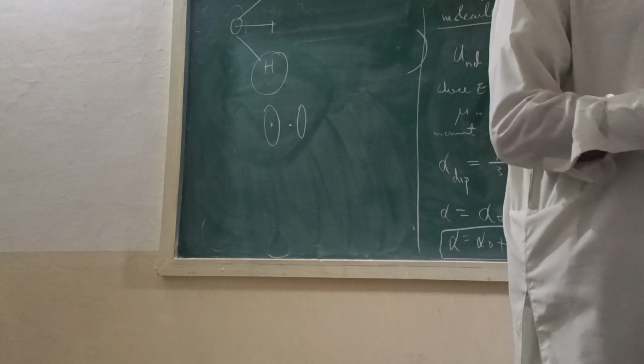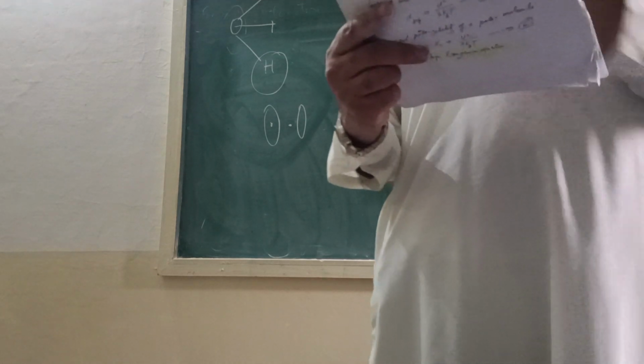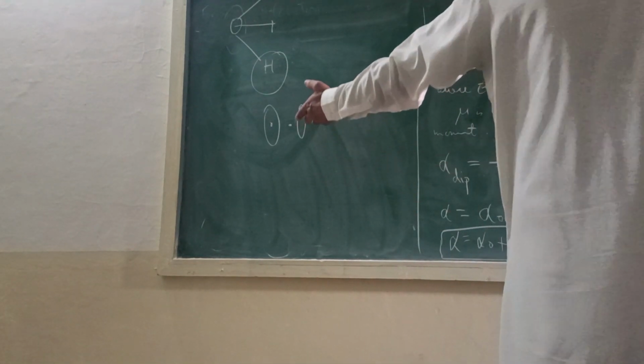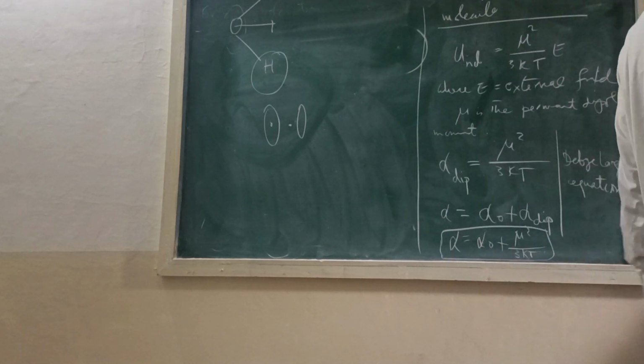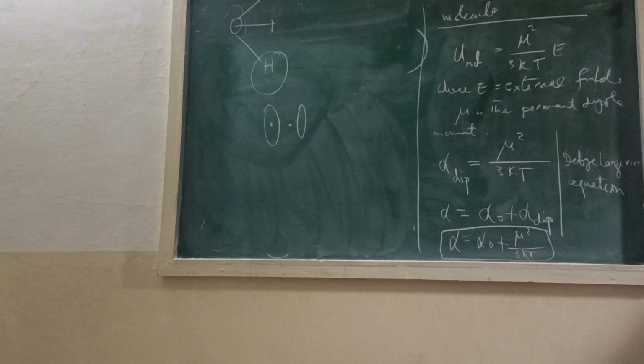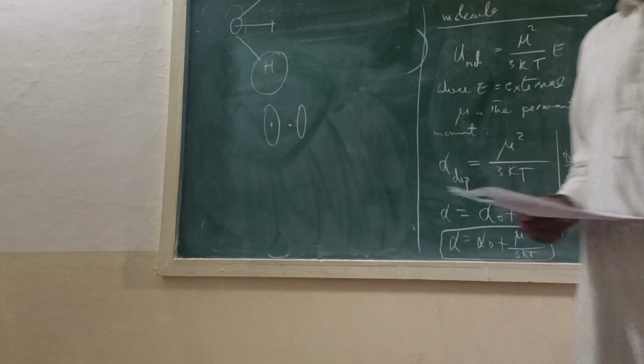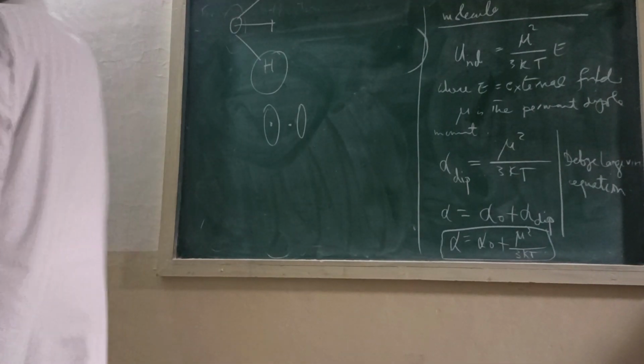Alpha naught is for the individual atom, so this is the atomic polarizability. Is that clear? Yes sir, clear.